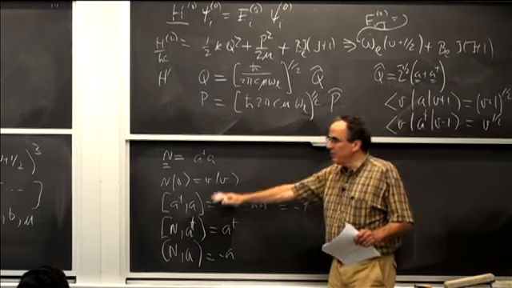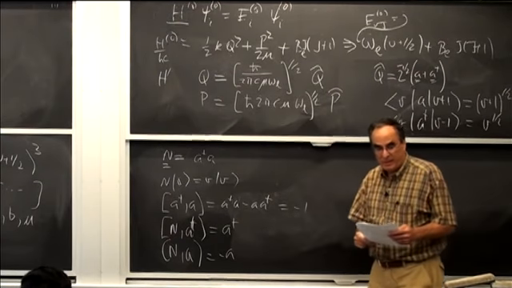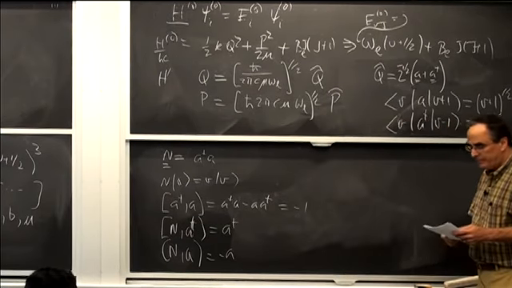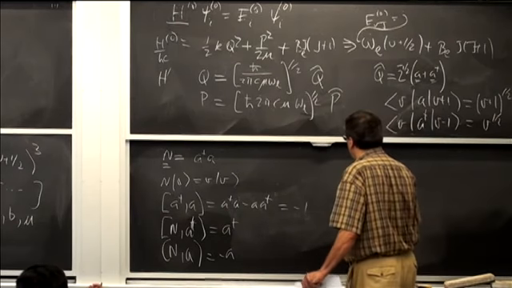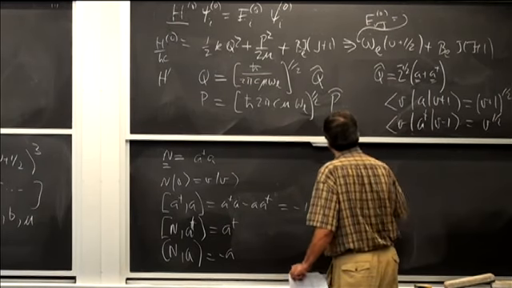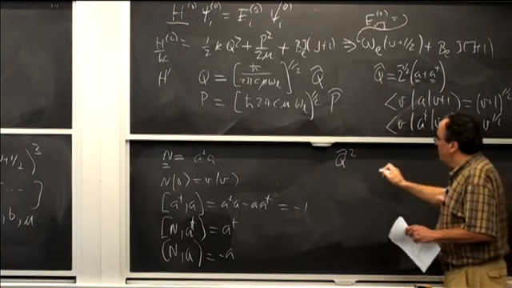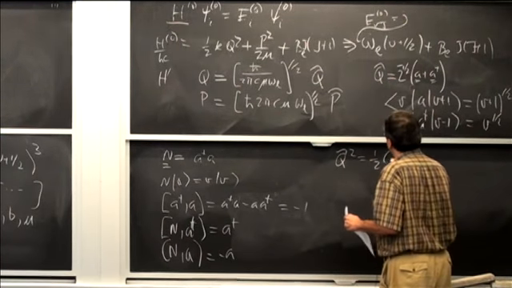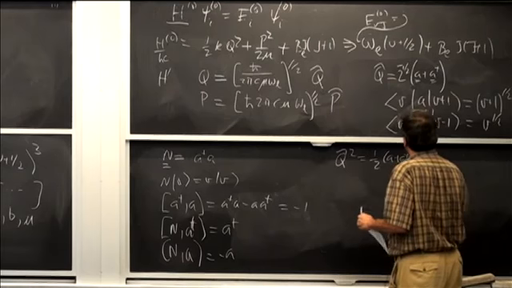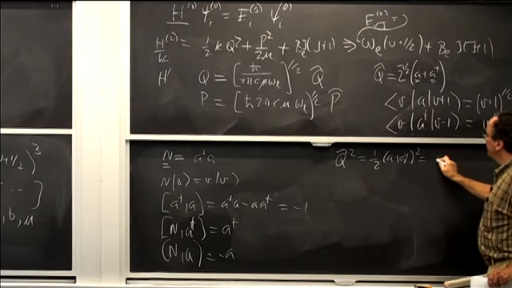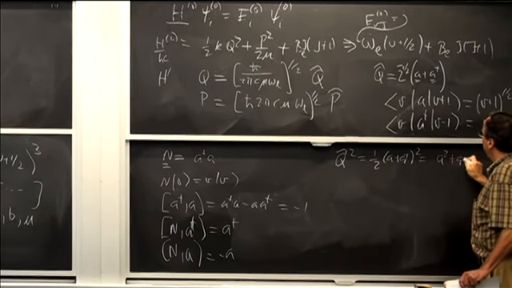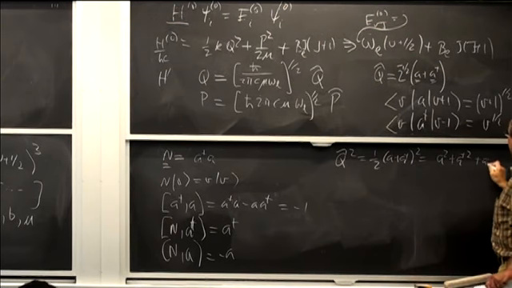So these little tricks enable you to make tremendous simplifications. And so now let's look at q squared. Well, q squared is 1/2 (a plus a dagger) squared. And so we immediately know we got a squared, a dagger squared, and then we get a dagger a plus a a dagger.